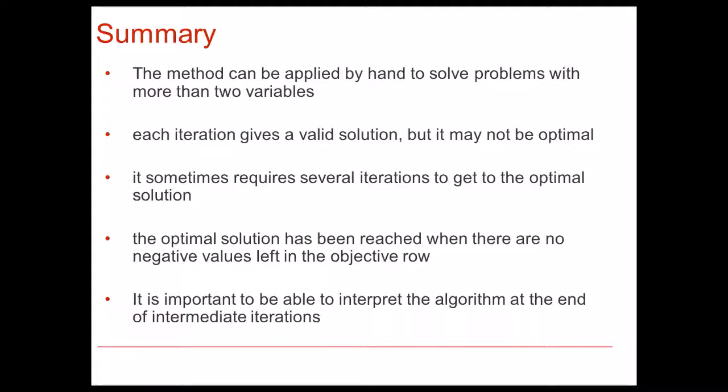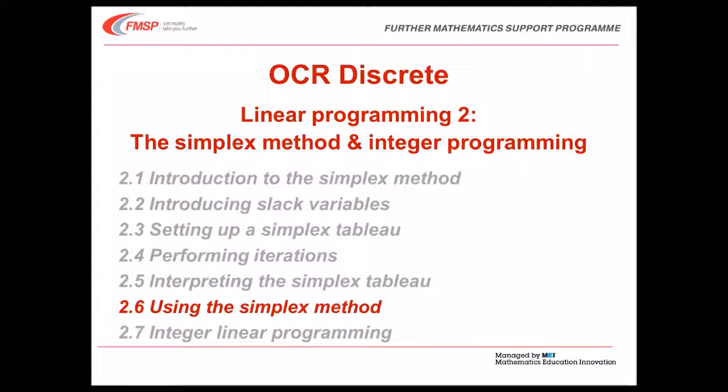So the method can be applied by hand to solve problems with more than 2 variables. And each iteration gives a valid solution, but it might not be quite optimal. Sometimes it requires several iterations to get to the optimal solution, and we can see that choosing the pivot column well will speed things up. You know you've got the optimal solution where there are no negative cells left in that objective row. And it is important to be able to interpret the tableaus at the end of any iteration. In the next video, we will look at a three-dimensional example of using the simplex method to consolidate your understanding.